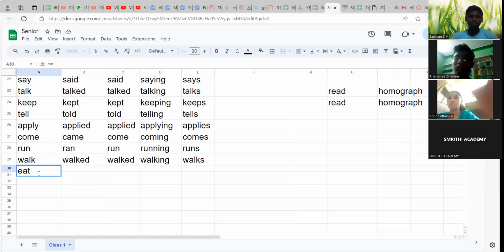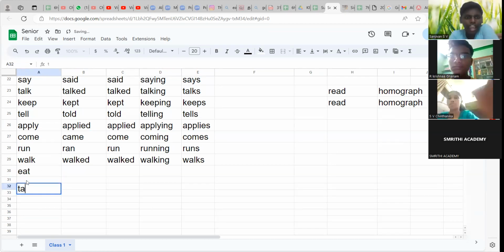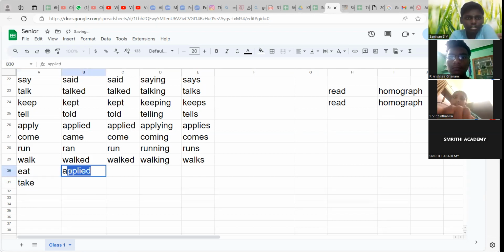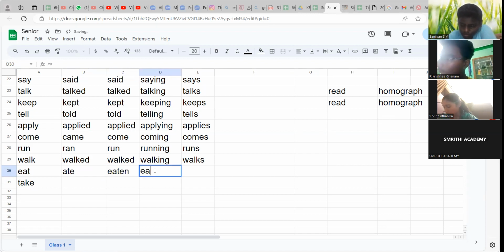We eat. Careful here. Eat becomes ate. In the third form, ate becomes eaten. That's nice. And the fourth and fifth are going to be easy.